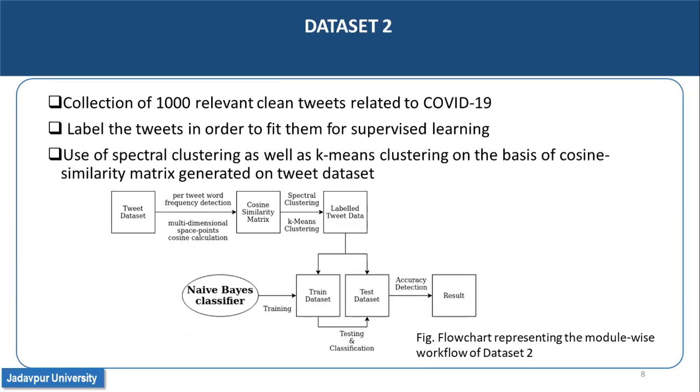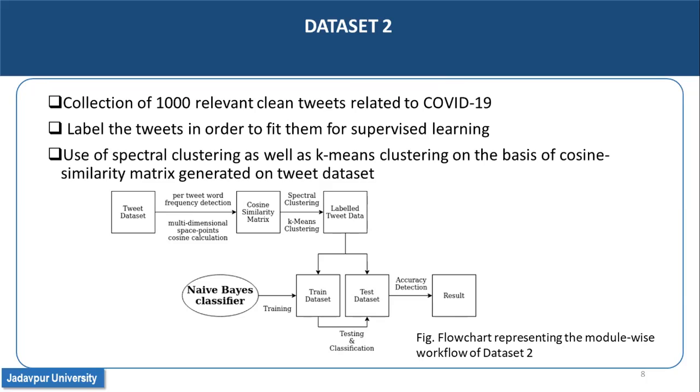Here, first of all, the tweets have been collected as usual, and then the tweets have been cleaned, and the final collection includes 1,000 clean tweets. After that, the tweets are again labeled in order to fit them for supervised learning and classification, that is supervised learning.